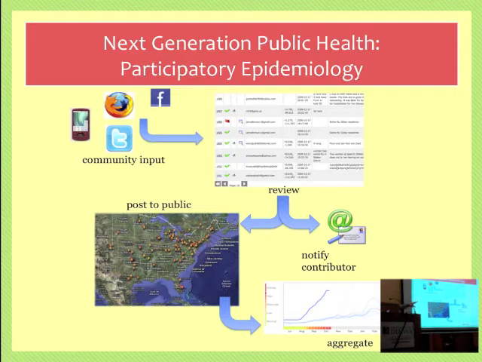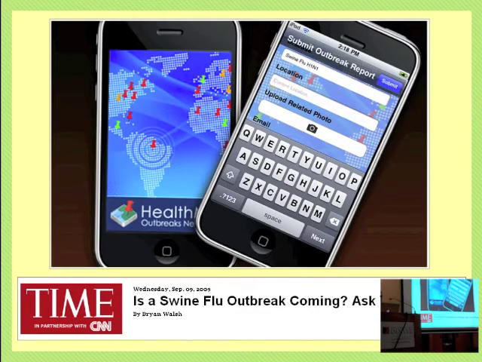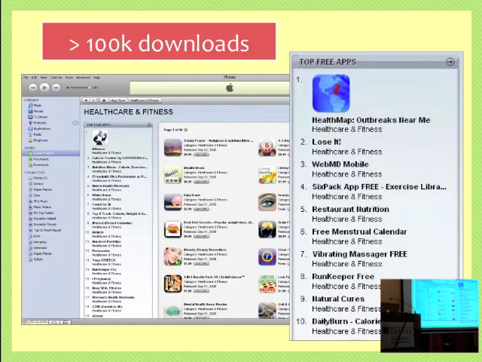And once it's been reviewed, put onto a map, and then in the aggregate, this information can actually be quite useful. So we started doing this with an application that we have for the iPhone called Outbreaks Near Me that we released in the middle of the swine flu epidemic in 2009. And this has actually been quite a popular application. We got over 100,000 downloads, and we've just recently released a new version.